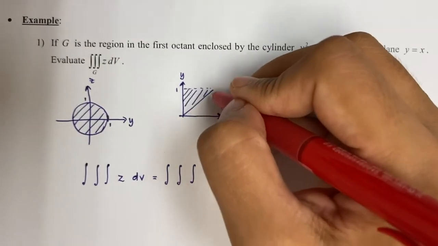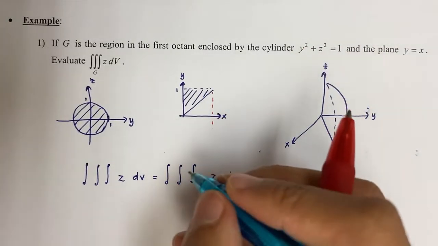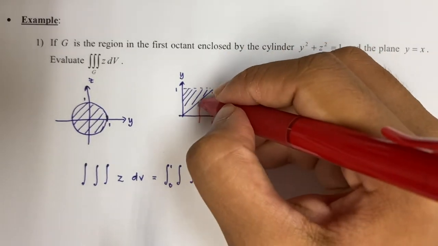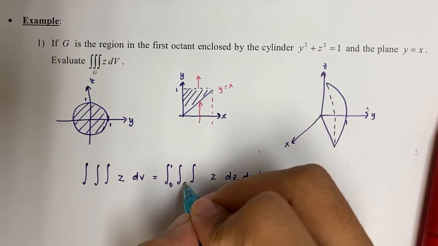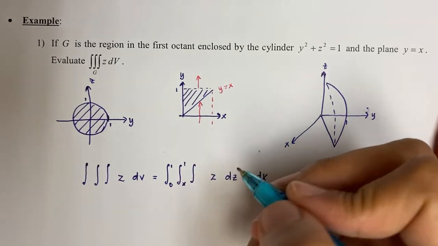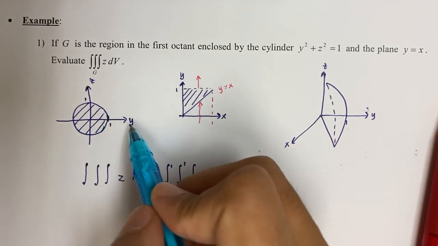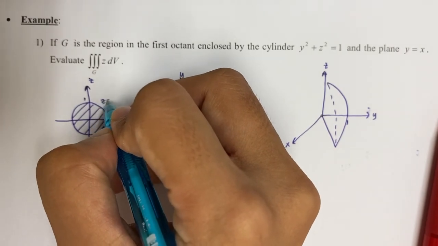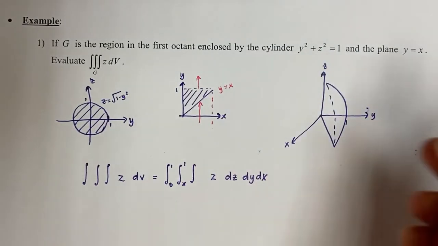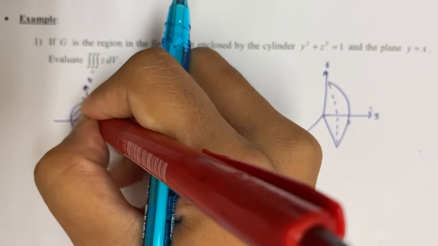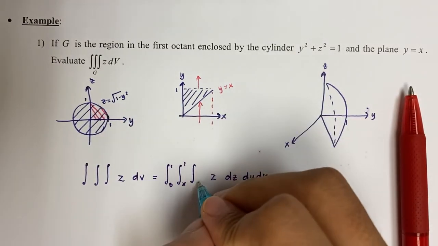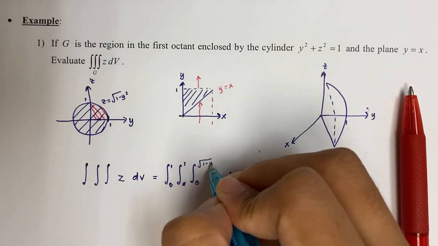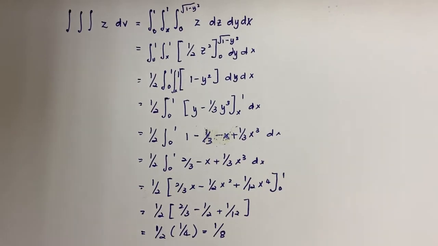So for dy dx, x is a fixed number, so x is from 0 to 1. And for y we have this: y equals x, and the upper limit is equal to 1. So for the y limit, we have x until 1. And for z's limit, refer here to the y and z plane. So this is z equal to square root of 1 minus y squared, and the region we consider is this one. Basically, for z we have z from 0 until this curve, so z from 0 to square root of 1 minus y squared. So in solving the triple integral for a type 1 region, we get 1/8.